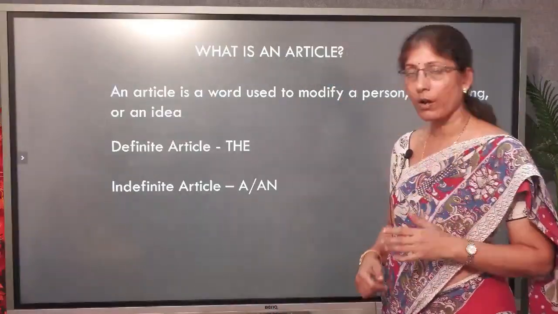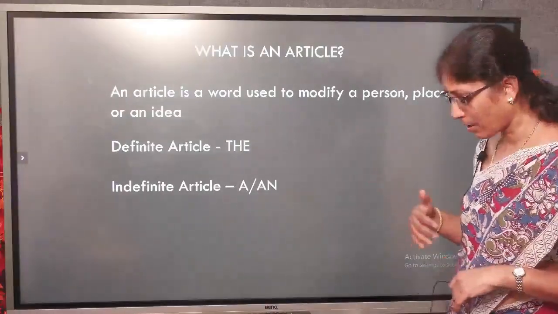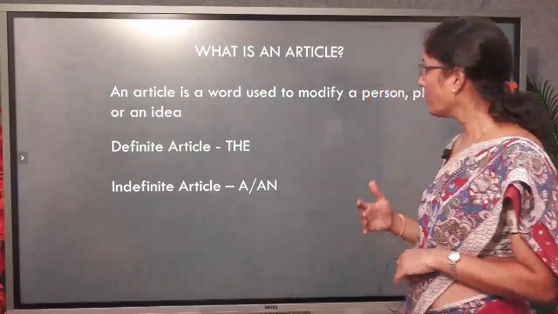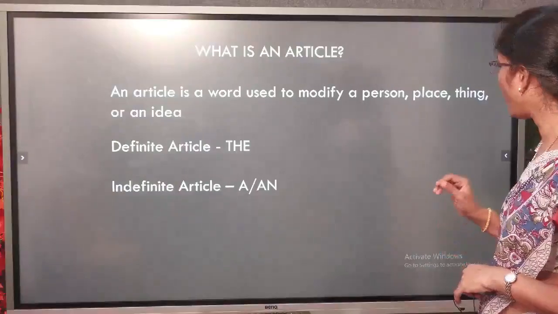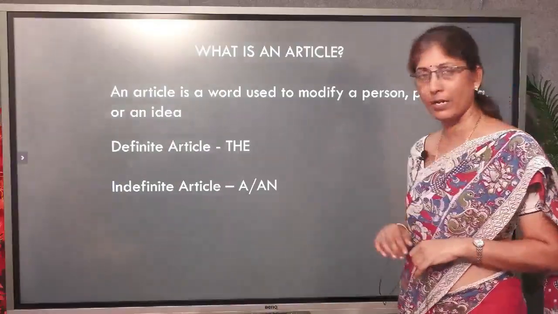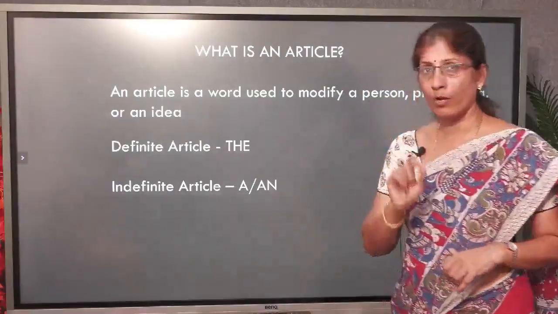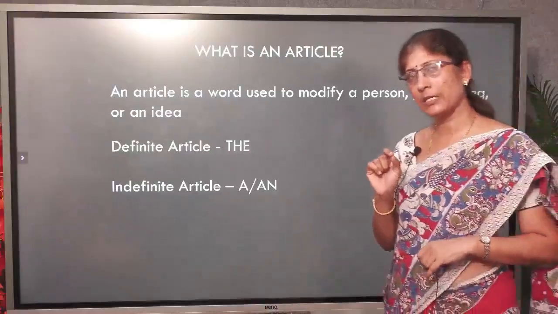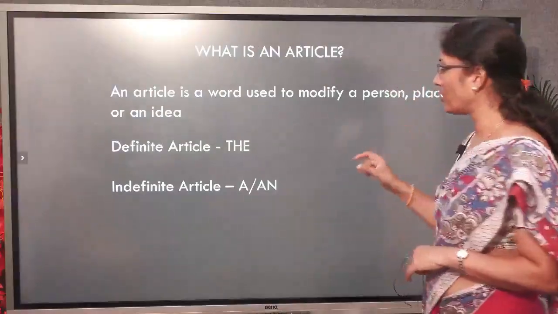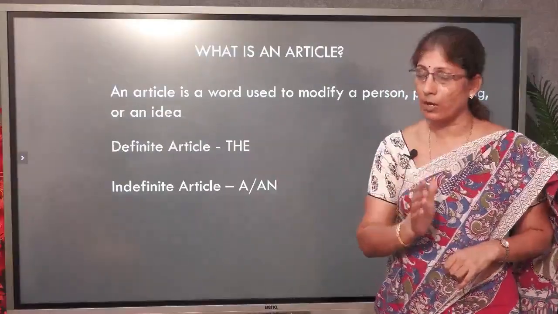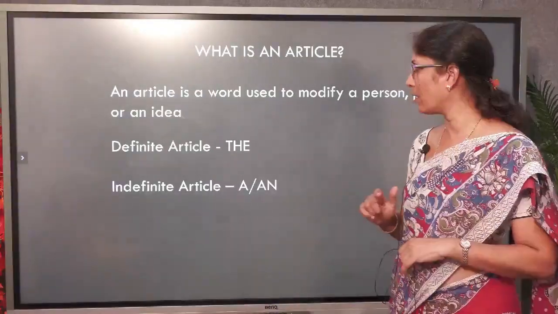You know what articles are, what the types are, and the function of an article. So we'll just have a glance at it. An article is a word used to modify a person, place, thing, or an idea. Modify, so here the word is important. That means it modifies something, a person, a place, thing, or an idea. That means we use an article before a noun. Which noun? That we will look into.